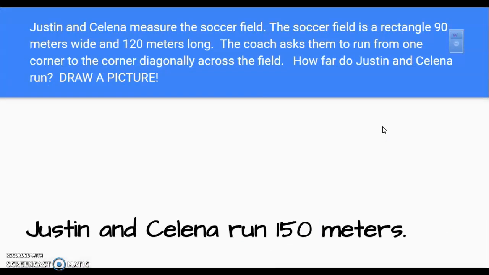So if it's a word problem, you need a word answer every single time. Make sure you're putting those units. You know I'm petty and I will count off with no units. Make sure it's a complete sentence. If you put 150 meters and put a period at the end of it, that does not count as a sentence. So Justin and Selena run 150 meters. You can even be more specific if you want to say Justin and Selena run 150 meters diagonally across the field, or from corner to corner diagonally across the field. Whatever you want, just as long as you have at least that much information.